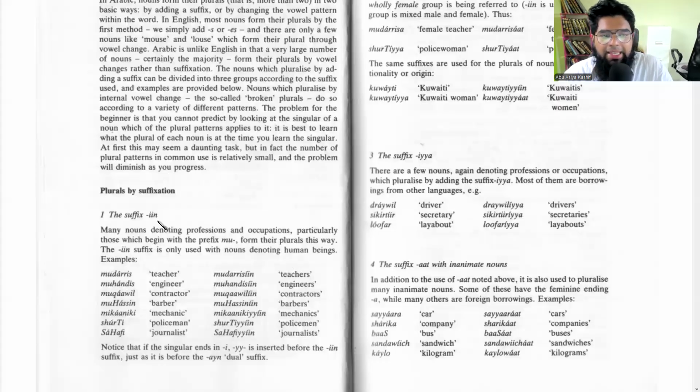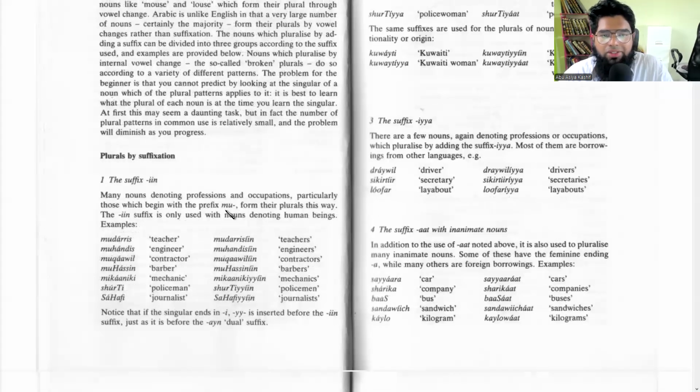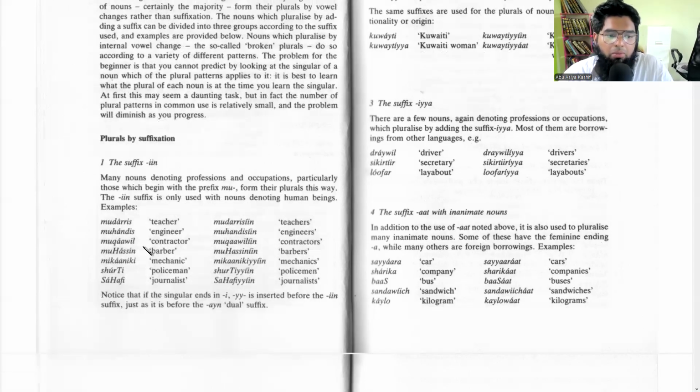Then we add in now. In: many nouns denoting professions and occupations, particularly those beginning with the prefix mu, form their plurals this way. The in suffix is only used with nouns denoting human beings. So you say mudarris, it becomes mudarrisin, teachers. I said un, that's in classical. In dialect, they say mudarrisin, muhandis, muhandisin, engineers. Muqawil, contractor, muqawilin. Muhassin, barber, muhassinin.